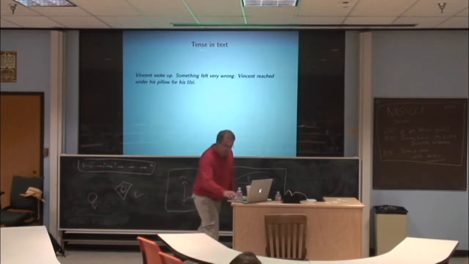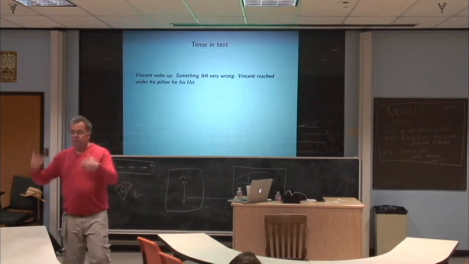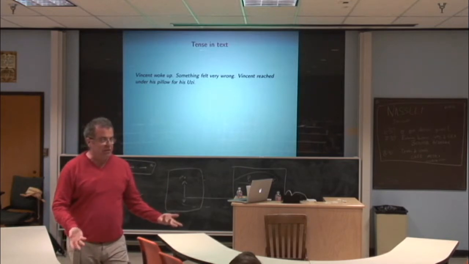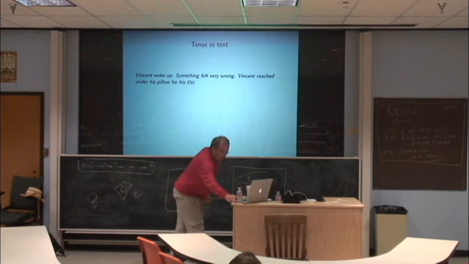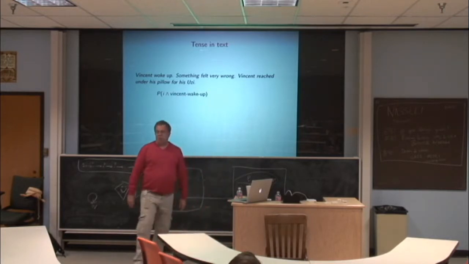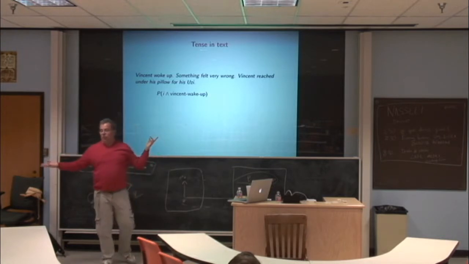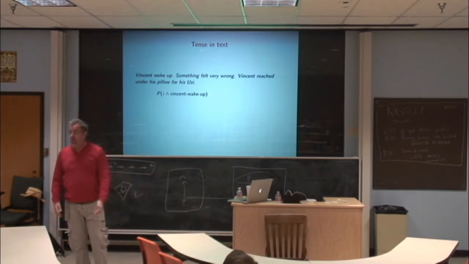I want you to imagine that we're working with some kind of computational system which parses and produces Montague grammar-style representations. How would we deal with this? Something like this, probably. So, chugga, chugga, chugga, Vincent woke up. In the past, there was some point I, and Vincent woke up. So we just invented a point for when this waking up took place.